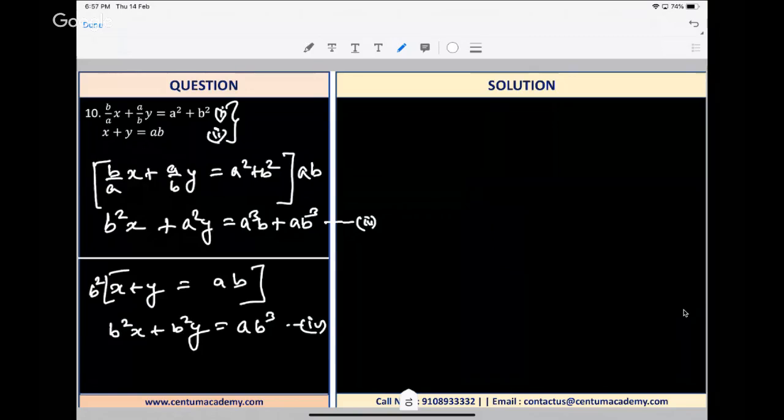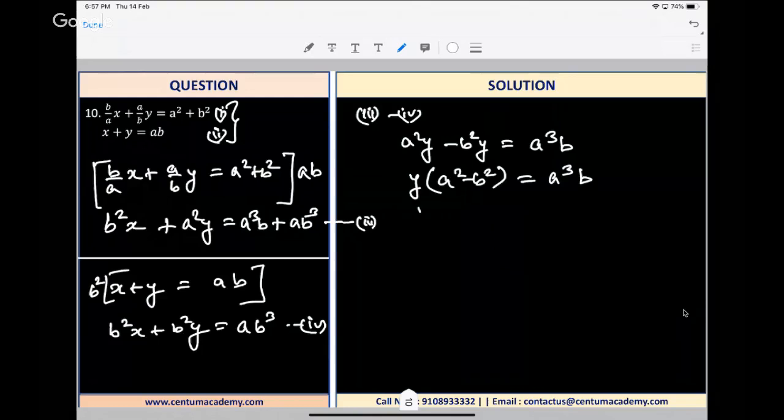This is my equation number 3, and this is my equation number 4. So I will do 3 minus 4, because x will get eliminated. b square x minus b square x is 0, and hence it will give you a square y minus b square y on the LHS. On the right hand side, ab cube and ab cube get eliminated, and you will get a cube b. So y times a square minus b square is equal to a cube b. So y equals a cube b by a square minus b square.